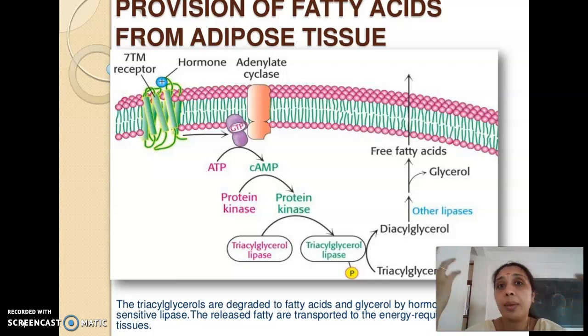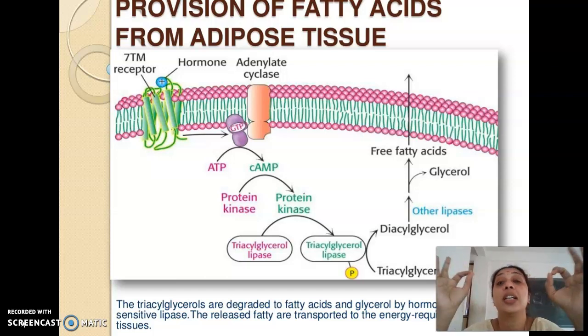So fatty acids will not be oxidized unnecessarily, because they are always stored in the body. Not only for energy purposes, fatty acids or TG fat also act as a cushion. Then they act in the functions of fat soluble vitamins. So there are numerous activities carried out by fat, so they are not unnecessarily utilized for energy production.